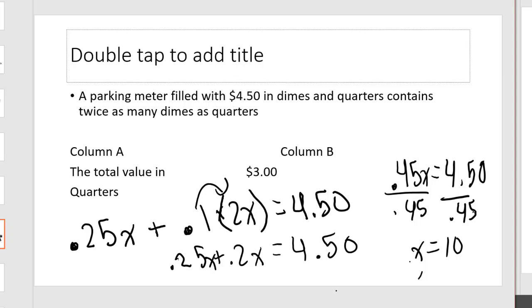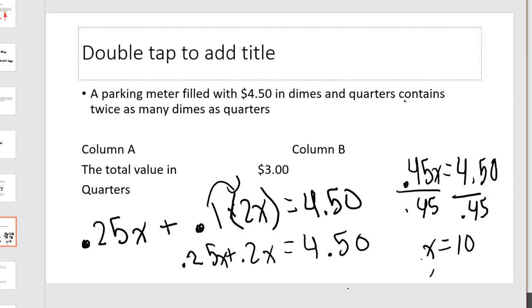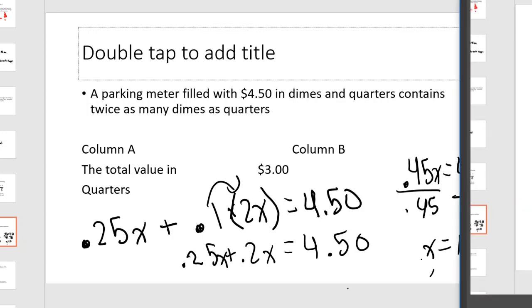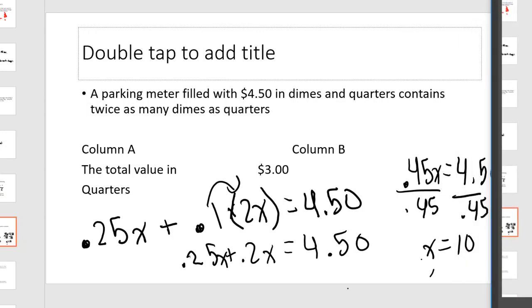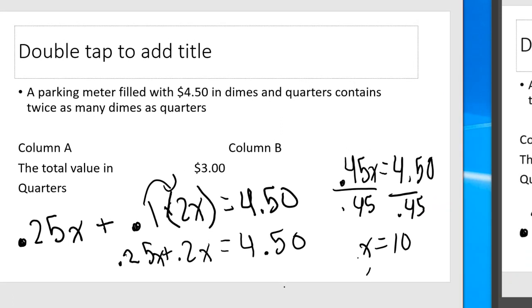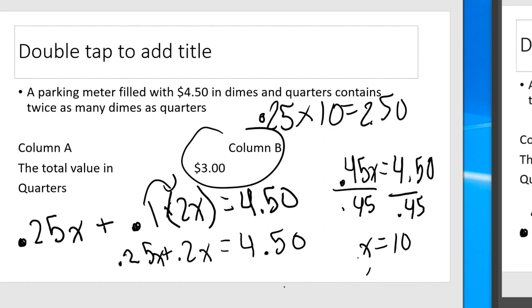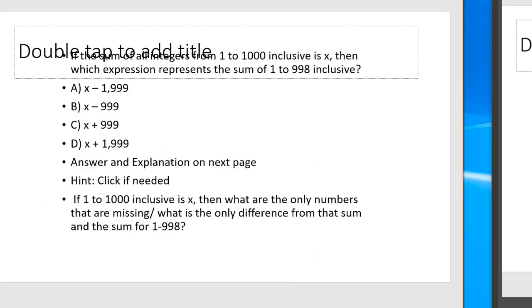So we have column A versus column B. You're going to know that the total value of quarters is going to be less than column B. So I have 0.25 times 10 equals $2.50. So I know that column B is greater. Okay, so the next question. I know that one's a little bit harder, but hopefully we've got a better understanding.